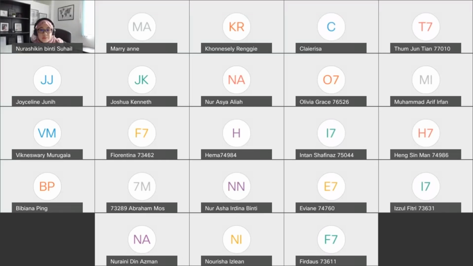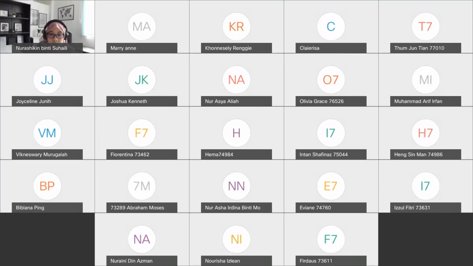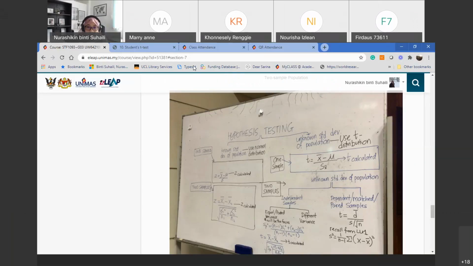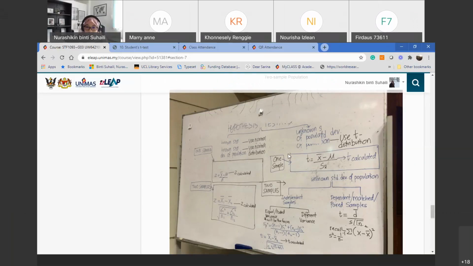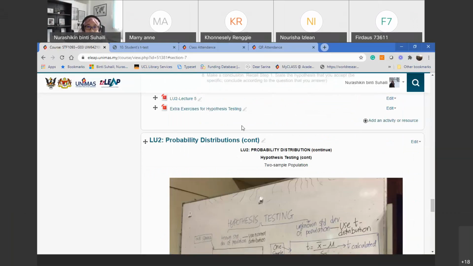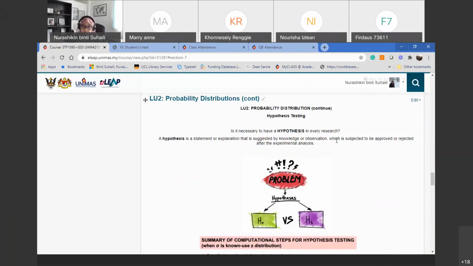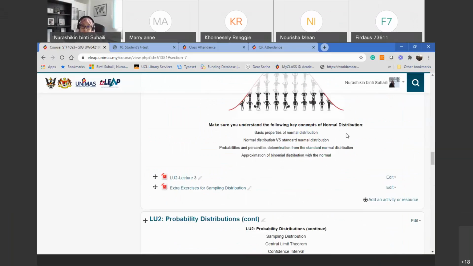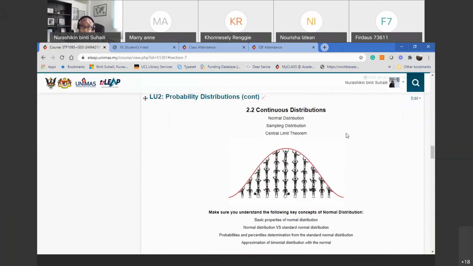Let me share the eLearn. Okay, can you see the eLearn page, which is this one? Can you see the eLearn on your screen? Yes. Okay, thanks.